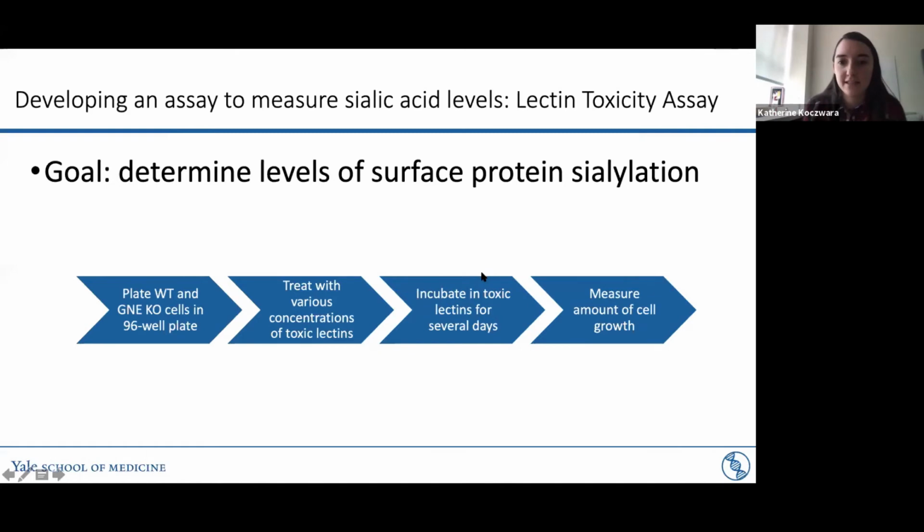We leave them growing in media with these toxic lectins for several days, and then we can measure the amount of cell growth. The idea is that if it's a lectin that binds sialic acid, it will be more toxic to cells with a lot of sialic acid, whereas if it binds other sugars, it would be more toxic to cells that don't have that sialic acid, that have other sugars as their terminal sugar on the cell surface. In this way, we can utilize this property of lectins to affect cell growth in cells with a lot of sialic acid versus not a lot of sialic acid.